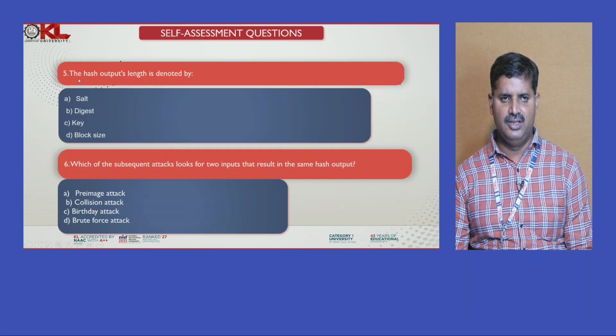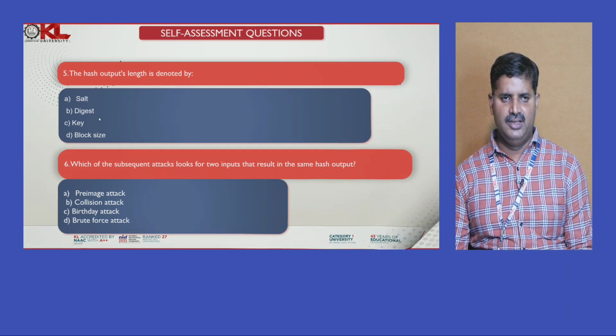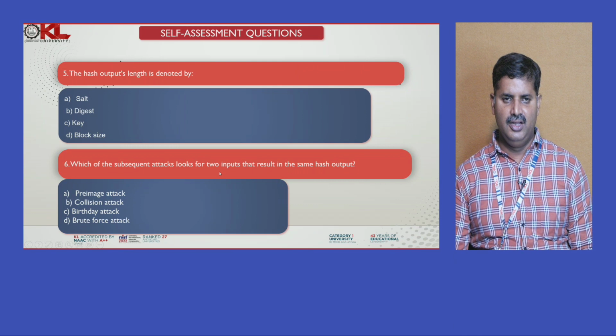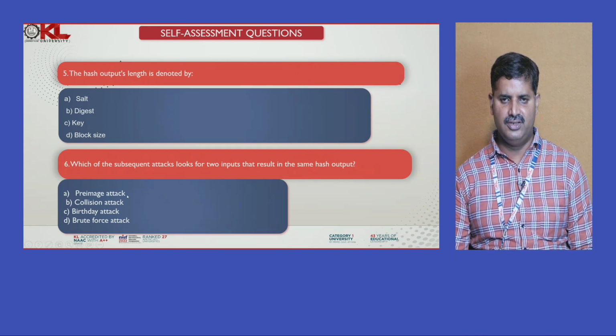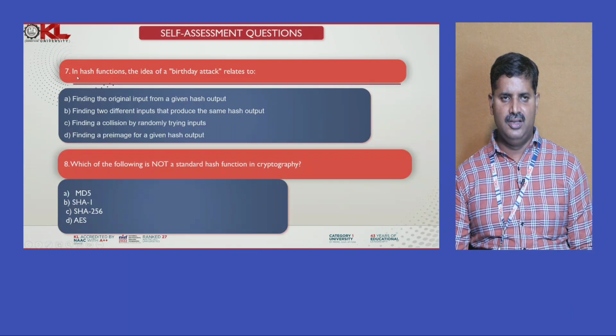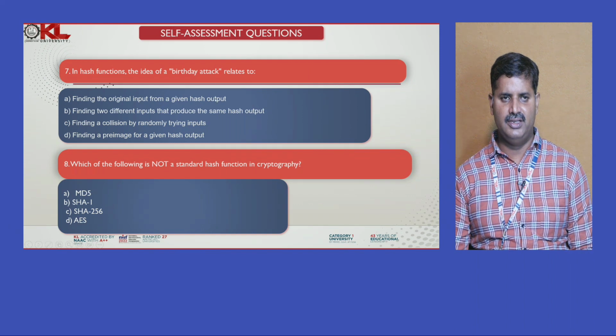Another assessment question: the hash output length is denoted by the digest. Also, which of the subsequent attacks looks for two inputs that result in the same hash output? Because of birthday attacks, there are certain problems that happen when you look into attacks. The seventh question tells about the birthday attack in a hash function, which relates to finding two different inputs that produce the same hash output. This is the correct answer.